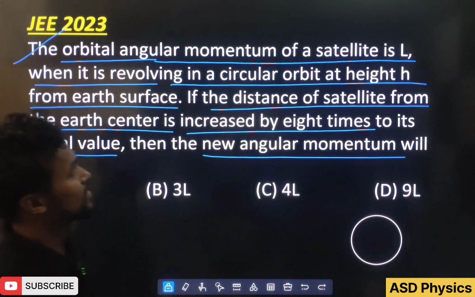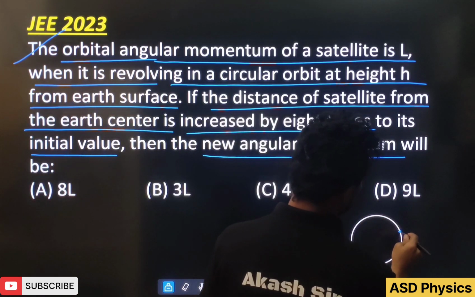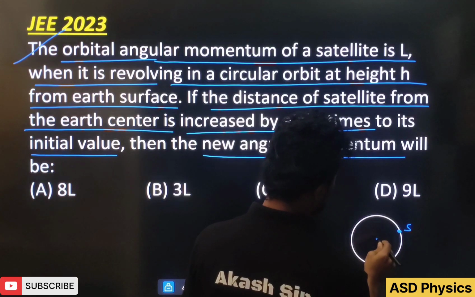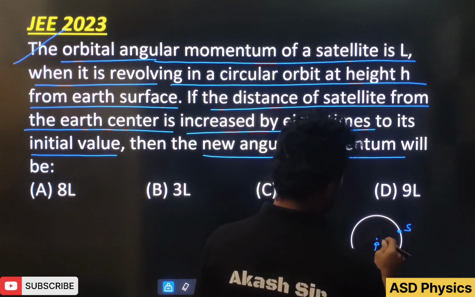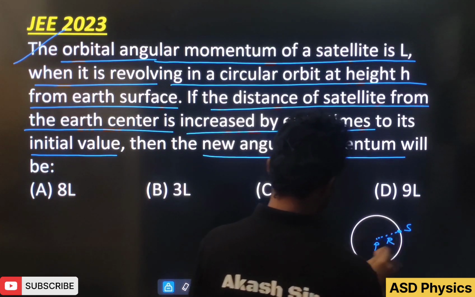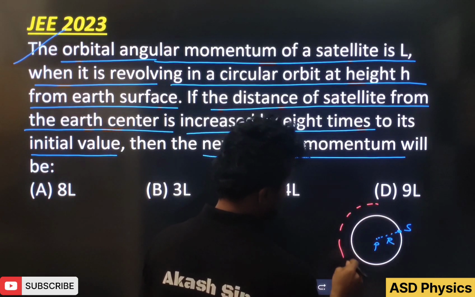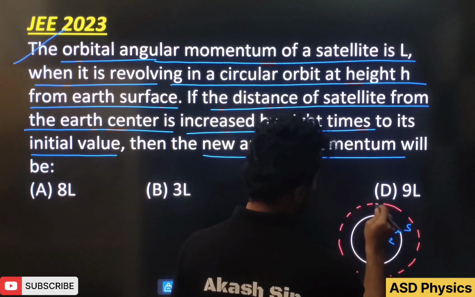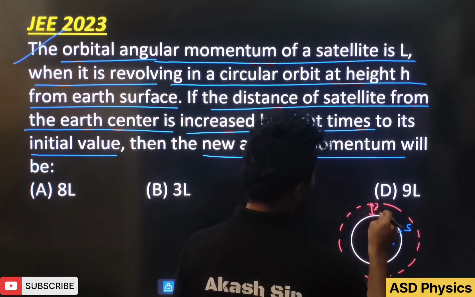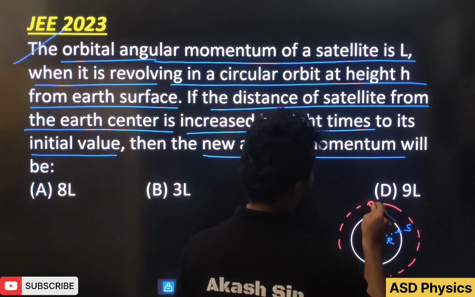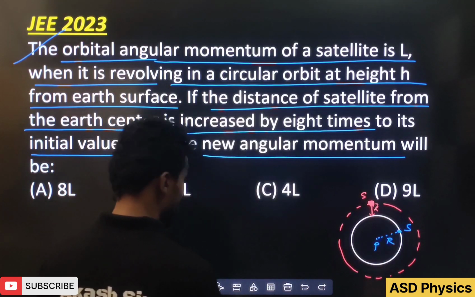Again, let me see here, please. Now this satellite is there, and here the planet will be there. Let's take this as R, and it is revolving at how much height? H height is there. Let's take it like this. Revolving where? Revolving at the height of h here. Here the satellite is revolving, not here.